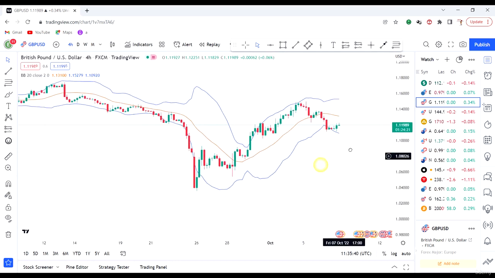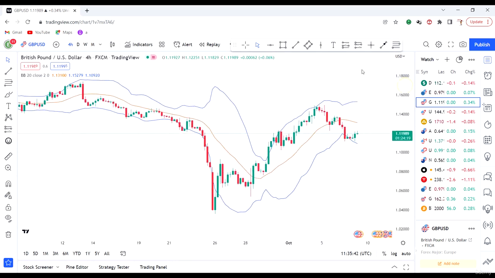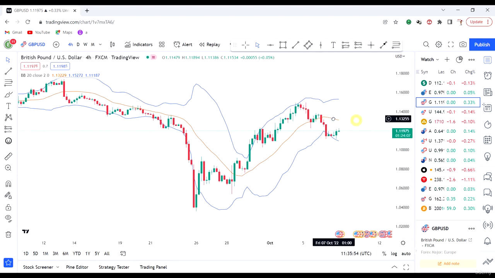So same as here, guys, it's very unlikely for prices to go above or way outside the outer bands. So that's the concept of this indicator. Prices tend to trade around the mean.